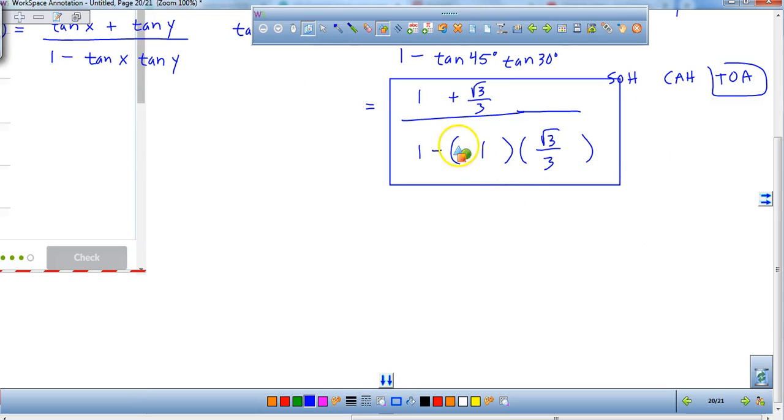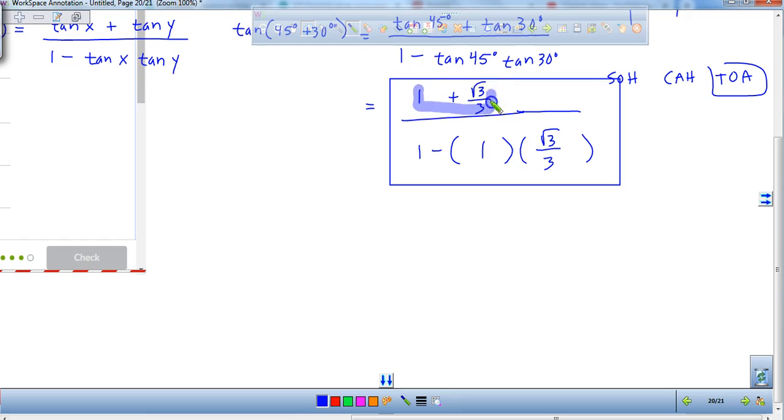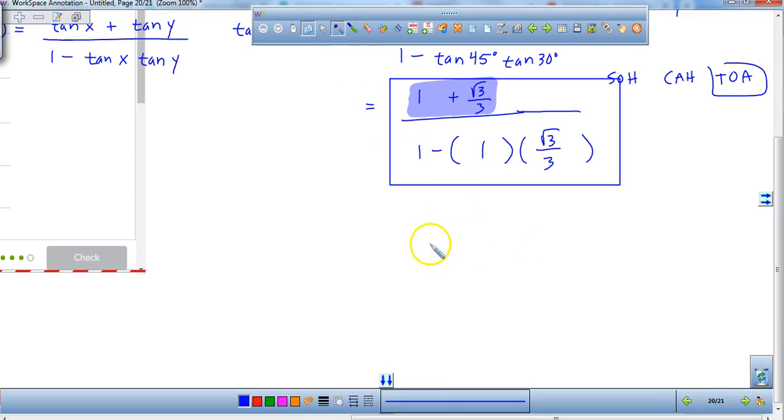Okay? Whenever you're adding fractions, we're going to do the numerator and the denominator, and we're going to get it all nice and neat. So here we go. Here's our numerator: 1 plus radical 3 over 3. So how do we add those together? Well, 1 can be rewritten as 3 over 3. Now we have the same denominator.